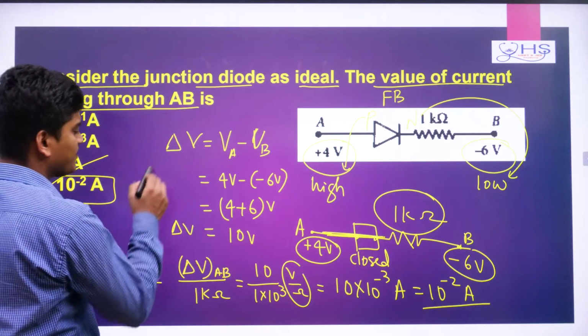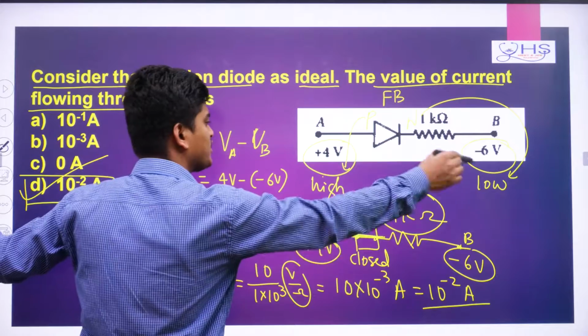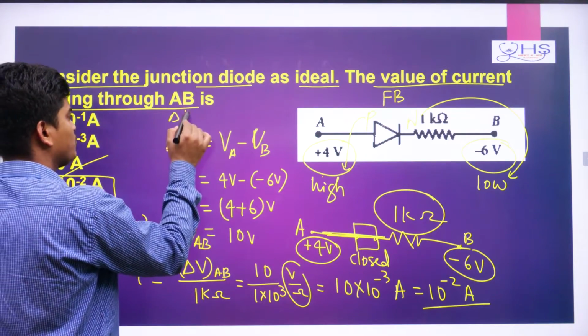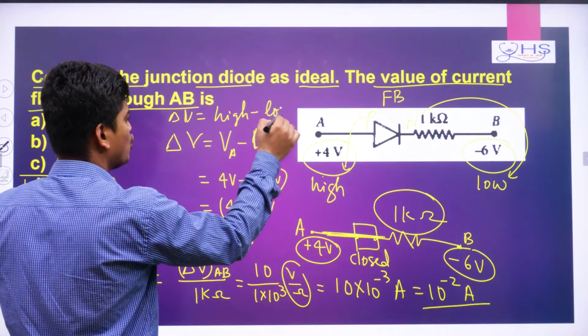And remember, whatever potential difference you are finding across AB, that is nothing but high potential minus low potential. Always remember, when you find potential difference, you can write always high potential minus low potential.